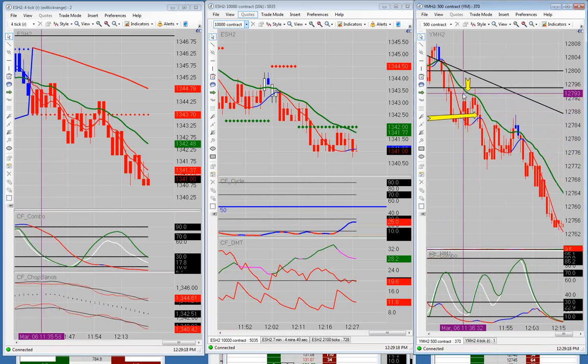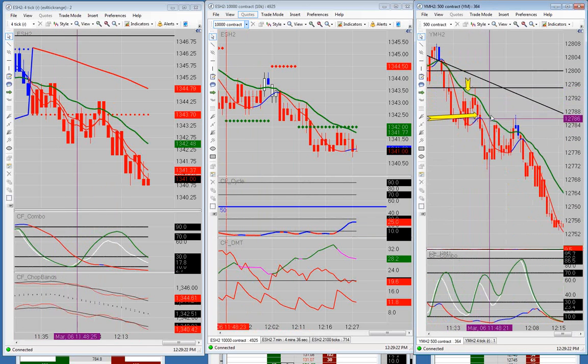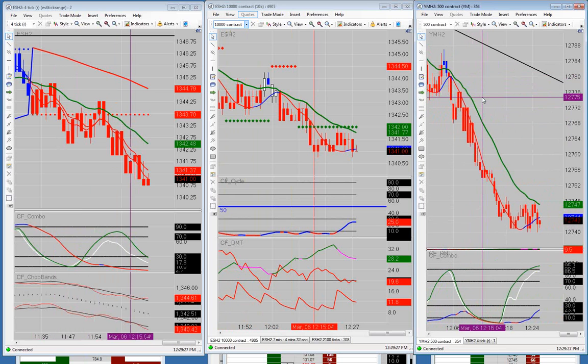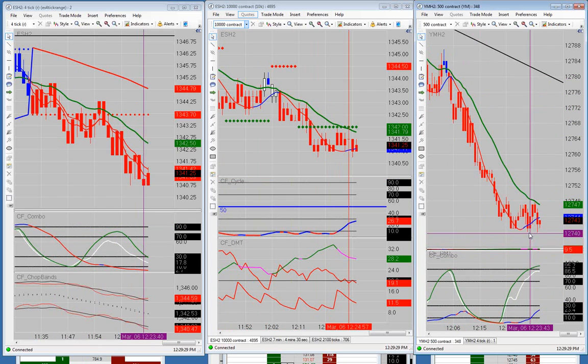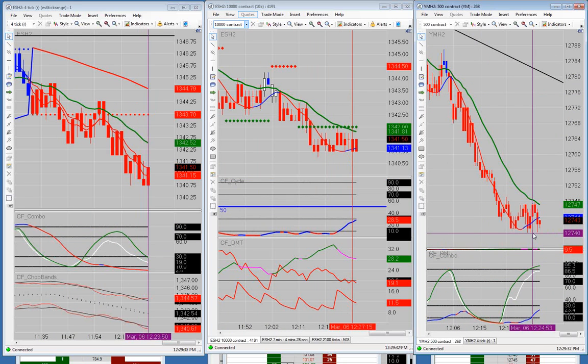You can see right there where I shorted it dropped down considerably from there. I think, where did I get filled? I think I got filled at 92 right here. And it's dropped from 92 all the way down to 740. So it dropped 52 points in that time frame.